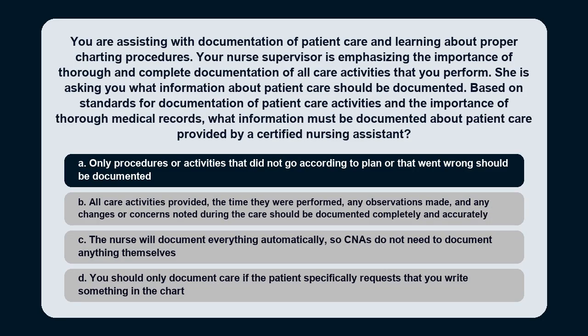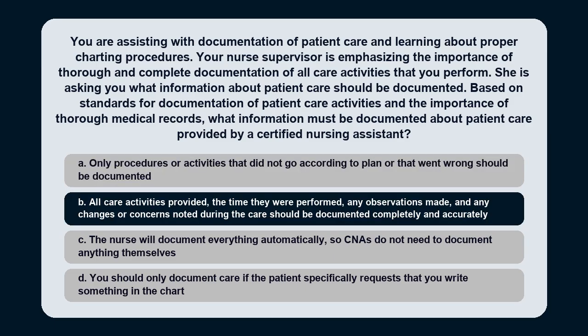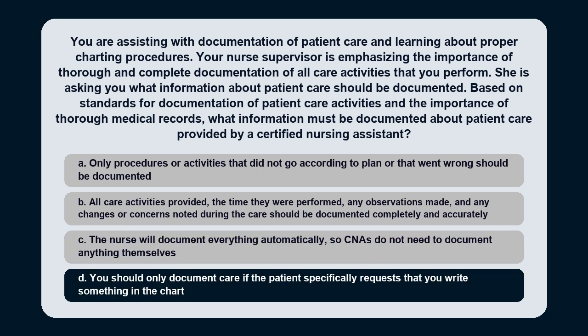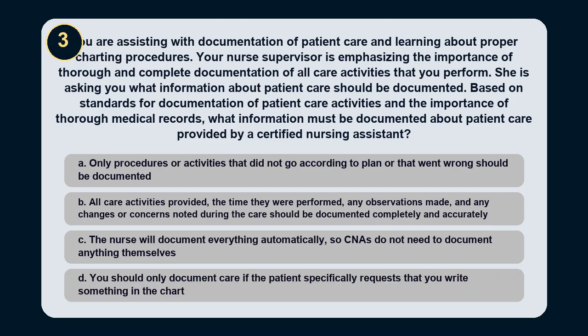Option A. Only procedures or activities that did not go according to plan or that went wrong should be documented. Option B. All care activities provided, the time they were performed, any observations made, and any changes or concerns noted during the care should be documented completely and accurately. Option C. The nurse will document everything automatically, so CNAs do not need to document anything themselves. Option D. You should only document care if the patient specifically requests that you write something in the chart.